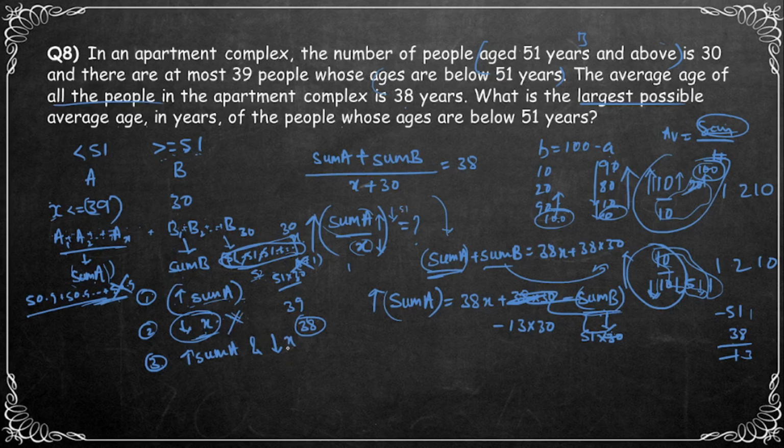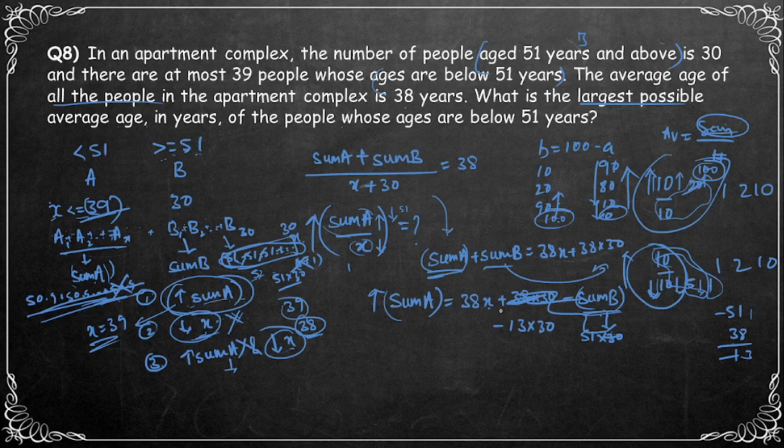Similarly, this also is not a correct option, because when we decrement x, this is also decrementing. So this is also not possible. So only this is a possible way. This can happen only when there is the largest possible number of people, which is 39. So x is equal to 39. We already saw that if we take a smaller number of people, sum A reduces drastically. So we have to take the maximum possible number of people, which is 39. So x is equal to 39.